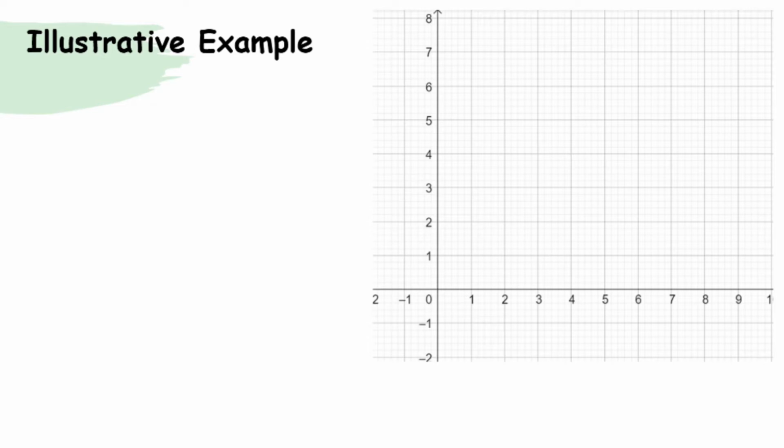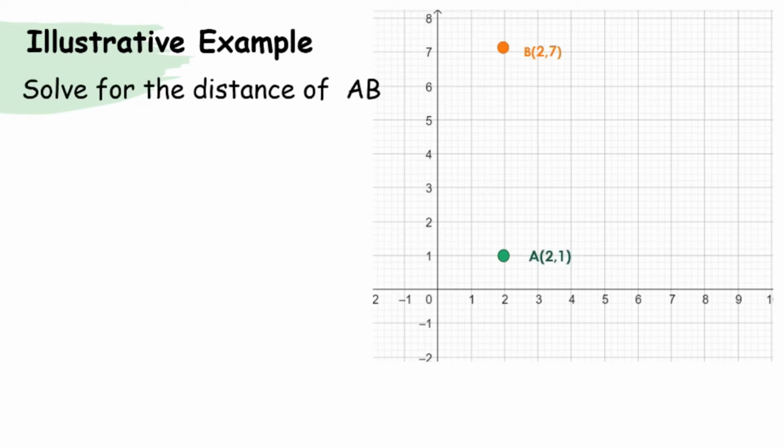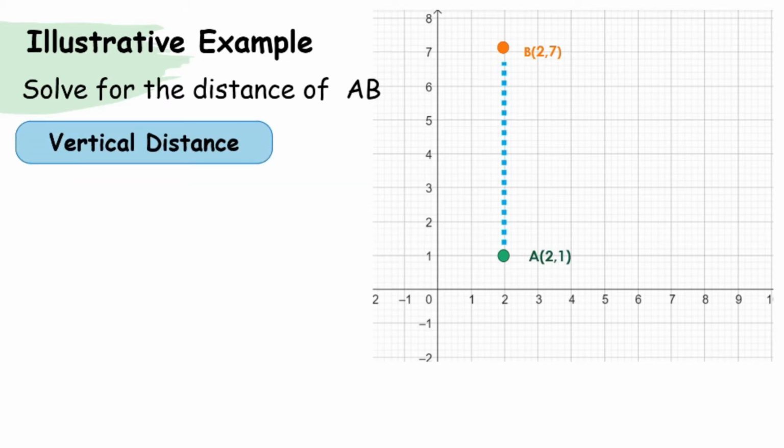Okay, so let's have another example. So let's say we have a Cartesian plane and we have point A and point B. So suppose you want to solve for the distance between A and B, all you have to do first is to identify if it is horizontal, diagonal, or vertical. And for this one, it is vertical distance. Therefore, our formula will be d is equal to the absolute value of y sub 1 minus y sub 2.